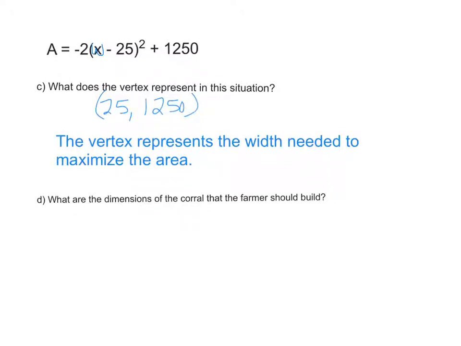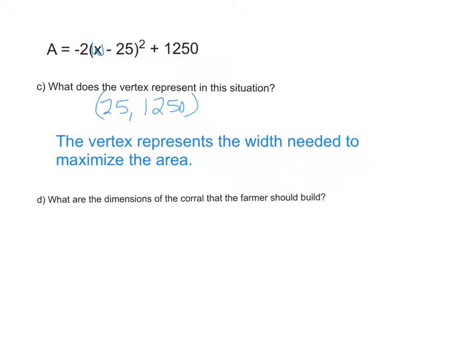You don't always need to write that down, but you should always think about it. Think about what the vertex represents once you find the vertex. You don't necessarily always need to write a sentence about it, but it should be something that you always think about. What are the dimensions of the corral that the farmer should build?